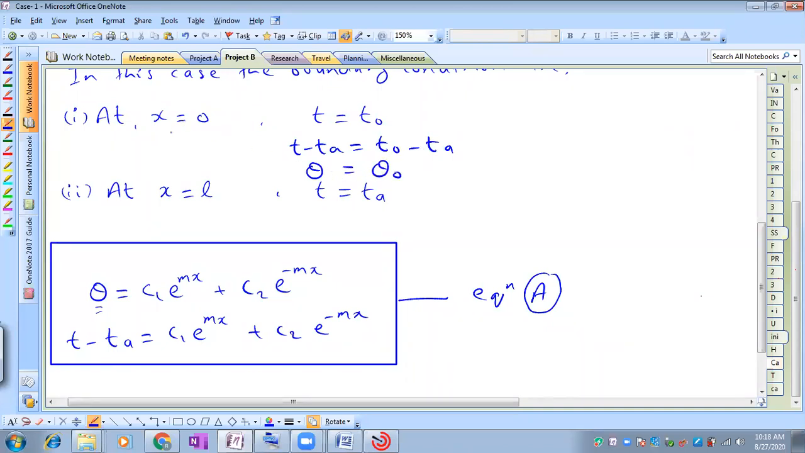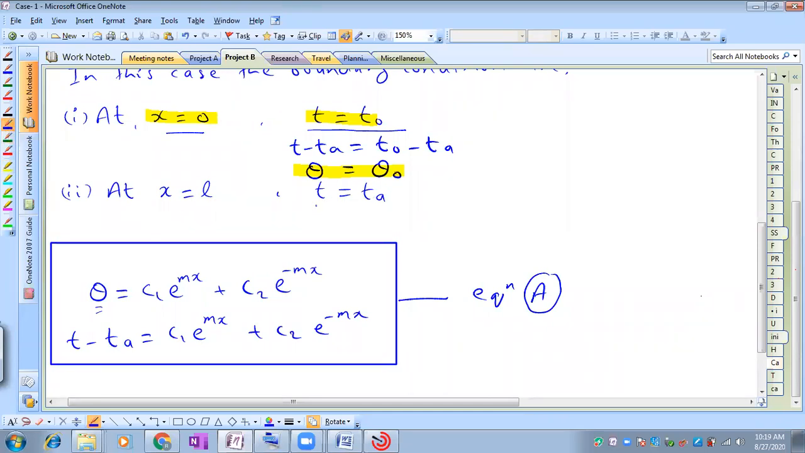So I can write at x is equal to 0, T is equal to T0 and theta is equal to theta 0. Are you getting me? Similarly, at x is equal to L, T is equal to Ta.